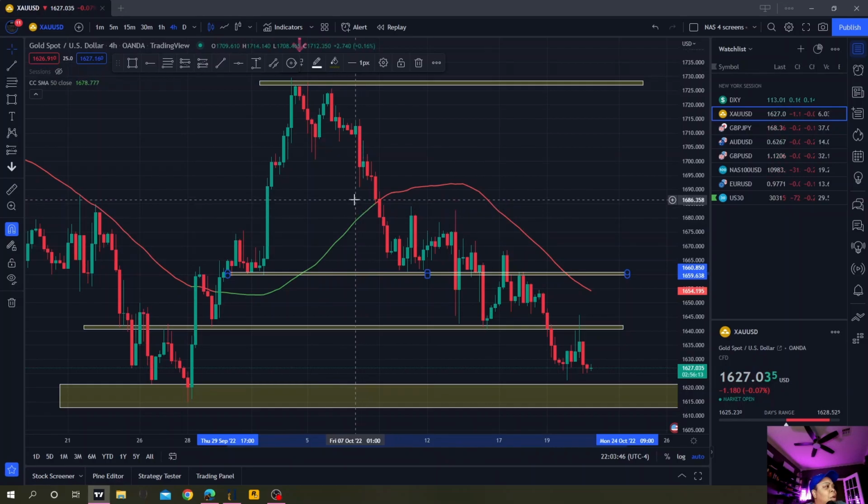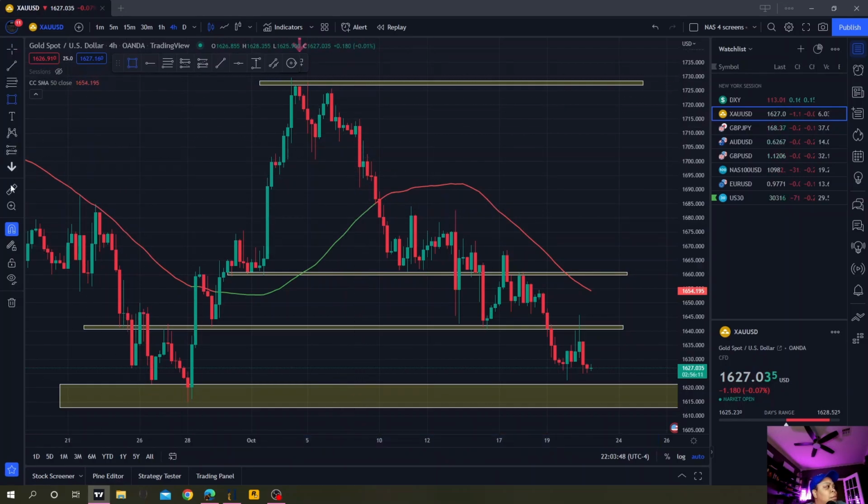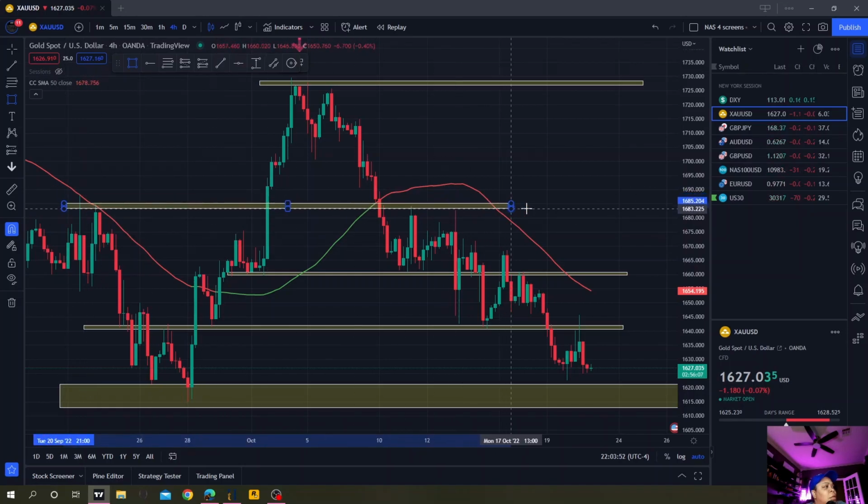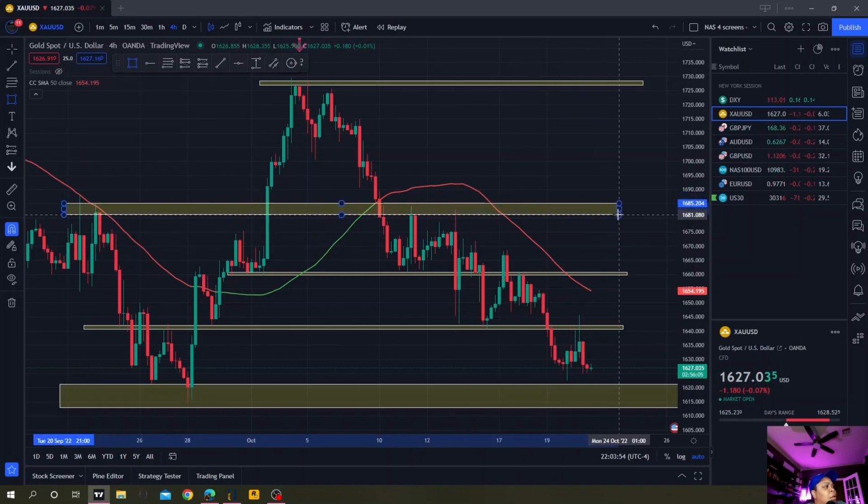And then we'll do one more level. Gold's been trending pretty well. Gold and US30 are pretty good at trending on the regular.